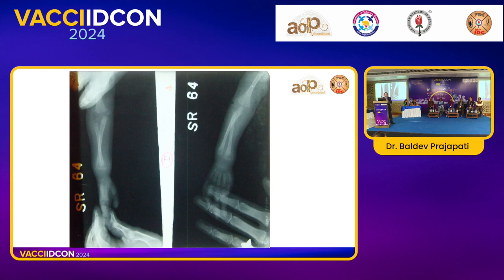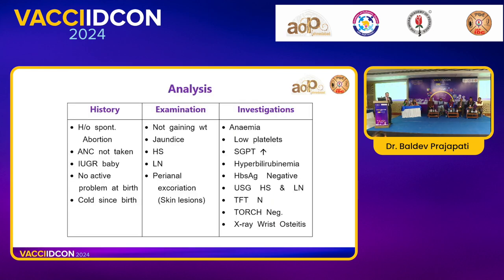Absolutely, sir, to save time and to go for the next case, just analysis. On retrospective analysis, we came to know that there was a spontaneous abortion, which is known in syphilis. Antenatal care was not taken, and therefore VDRL was not done. It was an IUGR baby. It was not a cold but nasal snuffles, that we realized later on. They were not gaining weight, and there was jaundice, hepatitis, splenomegaly and lymphadenopathy. Later on, we checked even the perineal region. There was excoriation. Investigation showed anemia, low platelets, raised enzymatic reaction, jaundice.